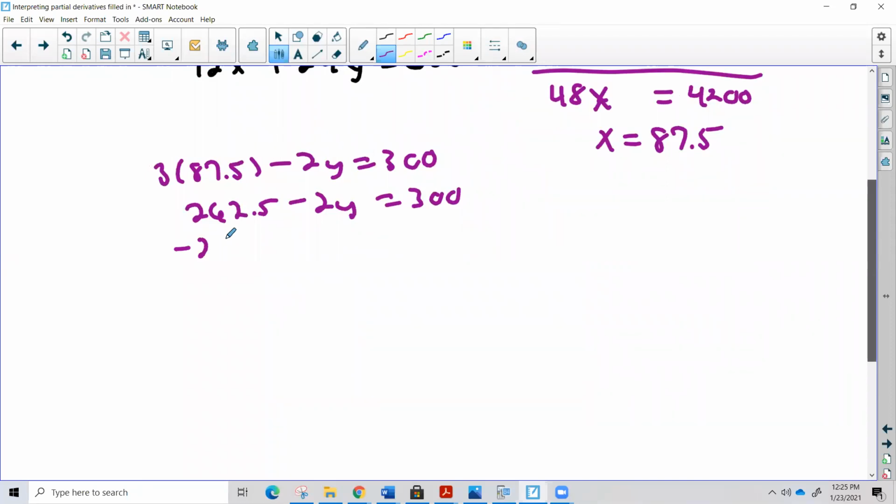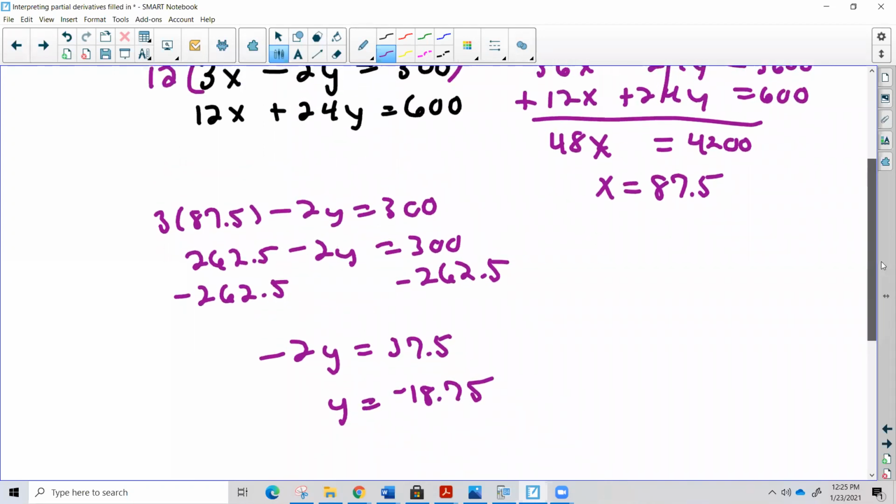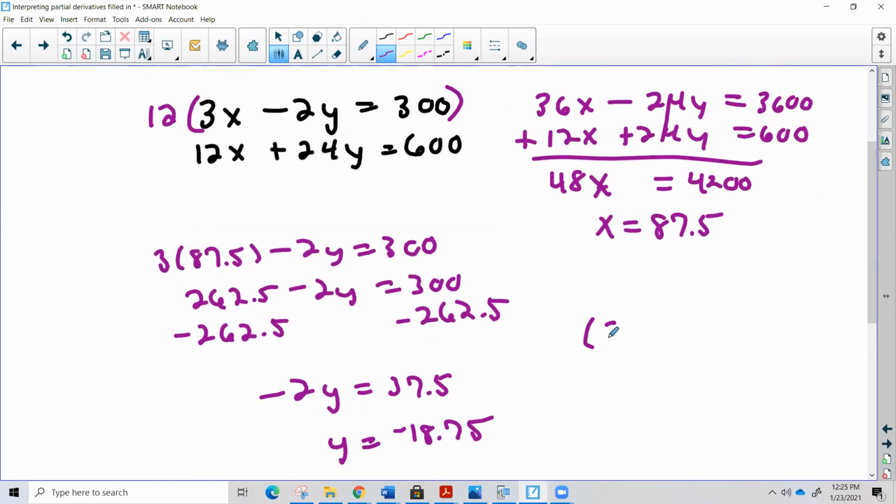I'm going to subtract this, which gives me 37.5, and then I'm going to divide by -2. That gives me -18.75. Okay, and most of the ones you'll do, you'll get whole numbers. I just made this up, which is why. And so this would be my point.